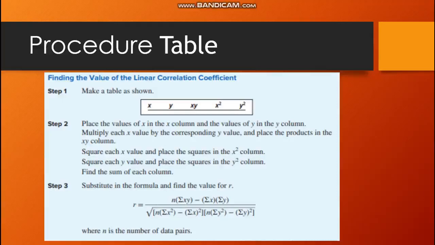Actually, I'm going to give you the solution gamit itong ating procedure table. At the same time, going to give the solution gamit yung ating scientific calculator. Okay? So I'm going to give you examples on how to compute for correlation coefficient R.